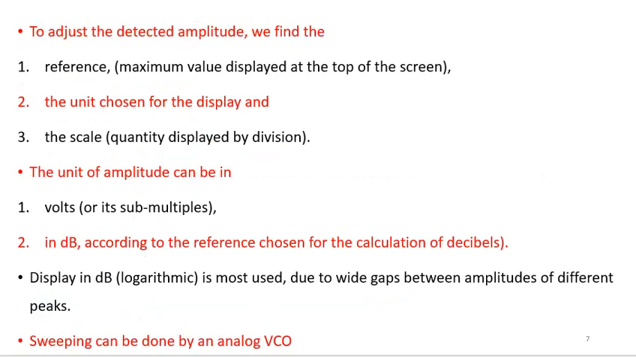Now, if you detect the amplitudes of the signal on the analyzer against various frequencies, you can always adjust that amplitude using different methods. The first one, we can adjust that amplitude using what we call the reference. And what is the reference? The reference is nothing but the maximum value which is displayed on top of our screen. We can always adjust it in such a way that it can cover a wider range or space on the screen of the spectrum analyzer.